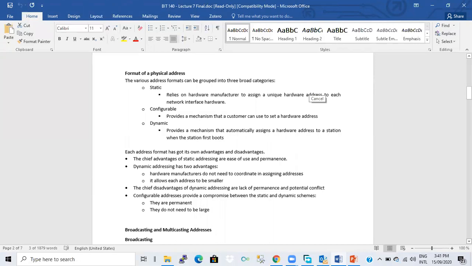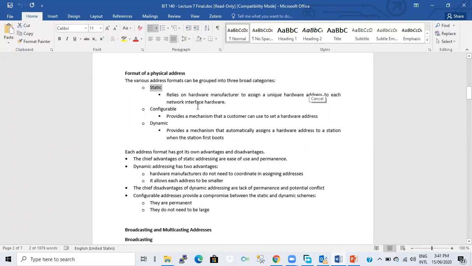These physical addresses come in 3 formats. The various address formats can be grouped into 3 broad categories. We have what we refer to as static physical addresses. Static, which means it doesn't change. So these mostly are the addresses that are on our computers. They don't change, they are the same from the time the computer has been manufactured up to the time that you get to buy it.